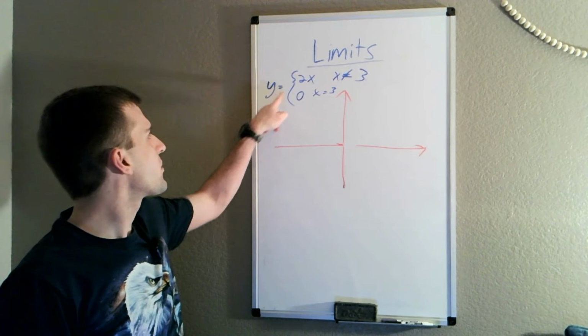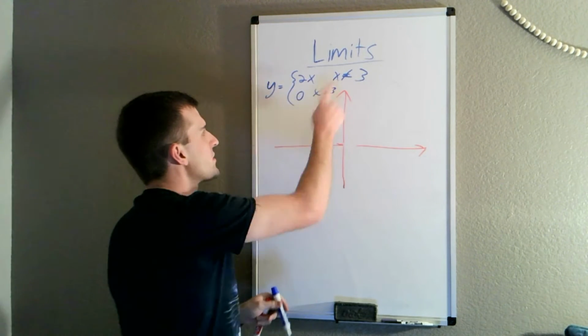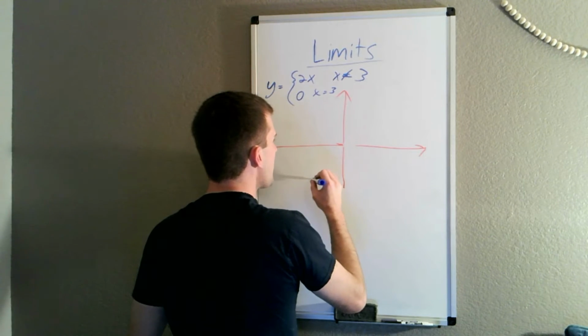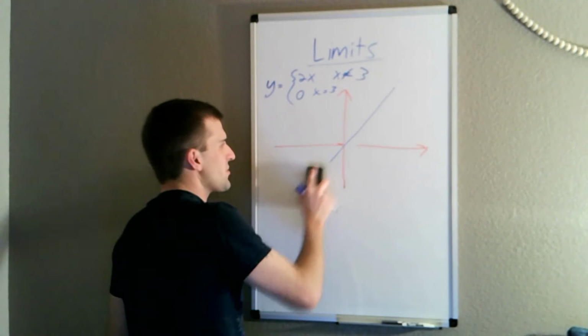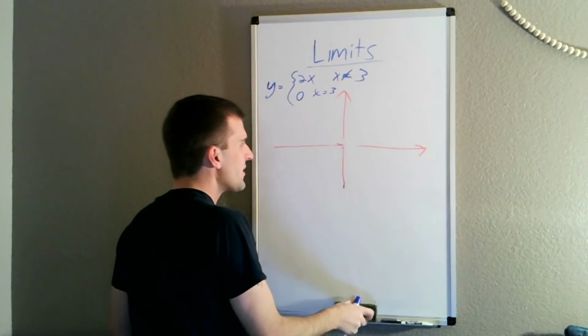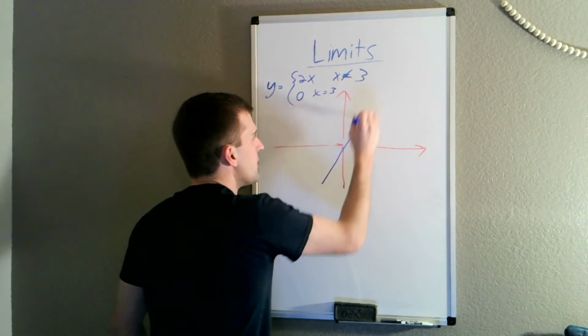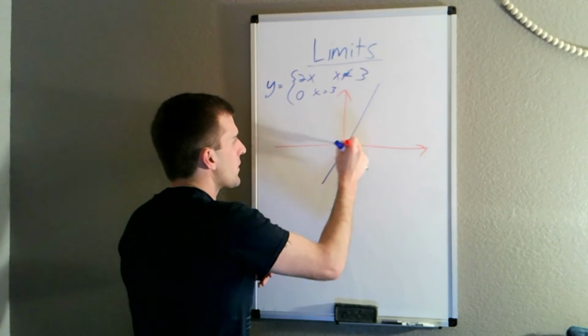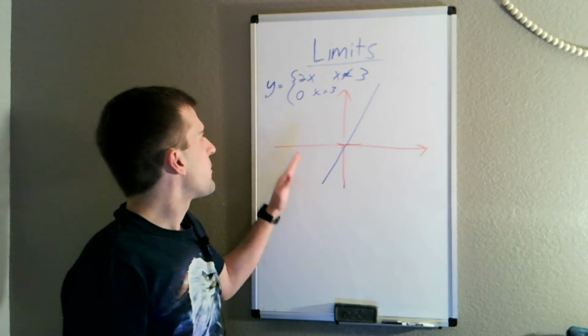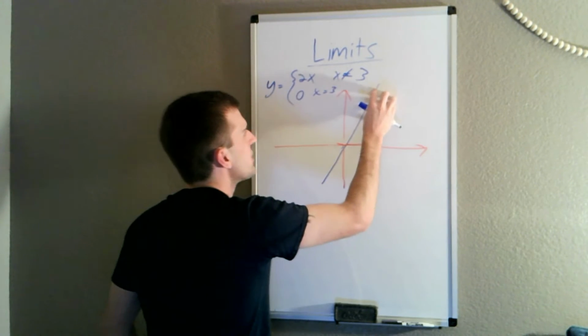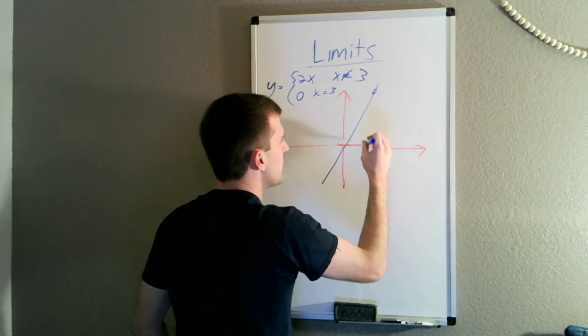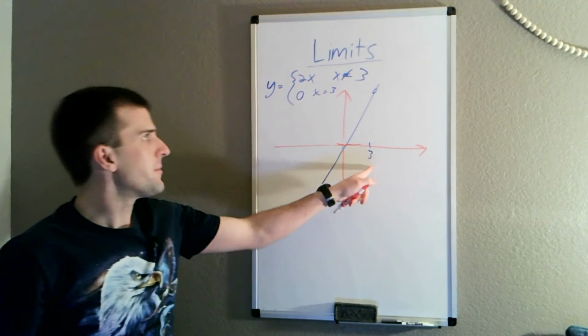So y equals 2x when x is not equal to 3. We'll draw our 2x line. That wasn't quite steep enough. We'll draw it again. And so we have y equals 2x for every point except x equals 3. So in this case, we'll draw a little hole right at x equals 3.